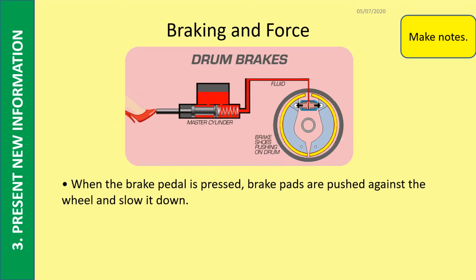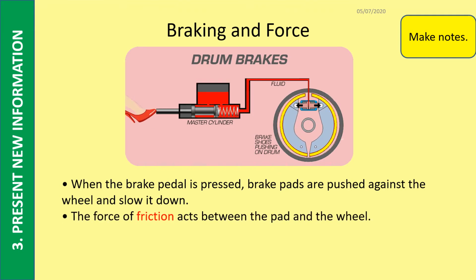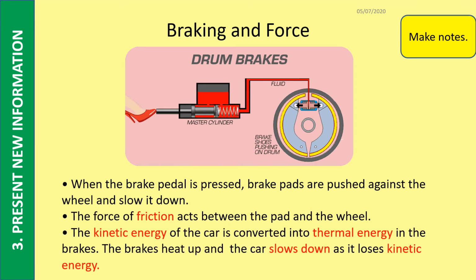Now, this is the main energy transfer that happens when a car's brakes are applied. There's lots of different braking systems, but they all work by friction. So if you have a look at this diagram, you can see a foot being depressed, and that causes a force to be passed along for a pad or a disc to be pressed against the rotating wheel, and that's what slows it down. So when the brake pedal is pressed, brake pads are pushed against the wheel and slow it down. The force of friction is the force that acts between the pad and the wheel to cause it to slow down.